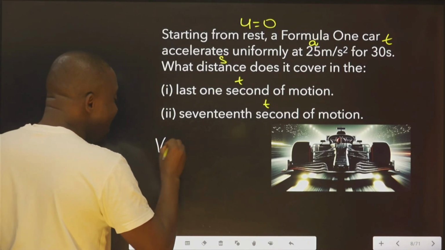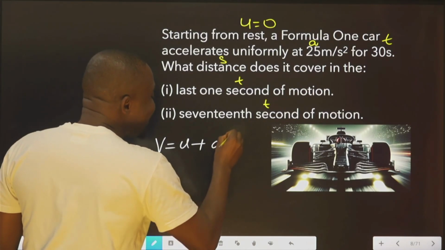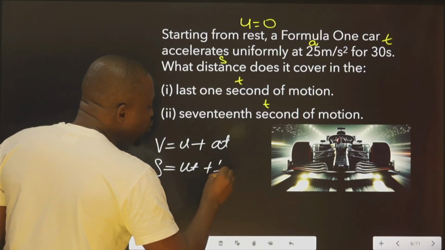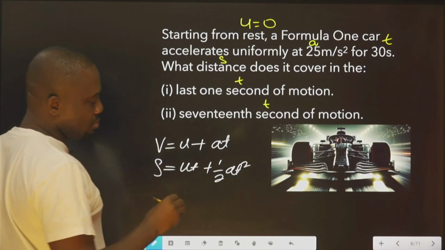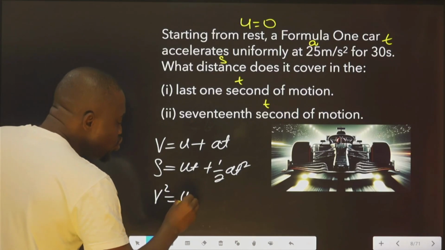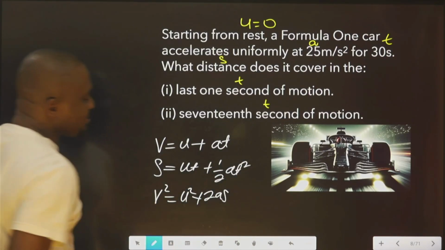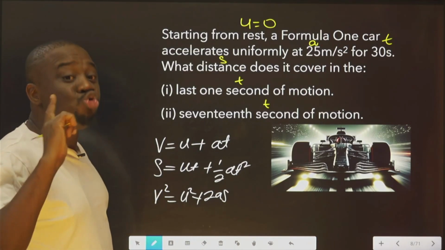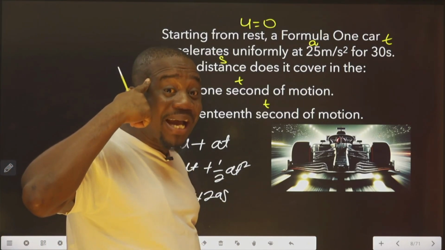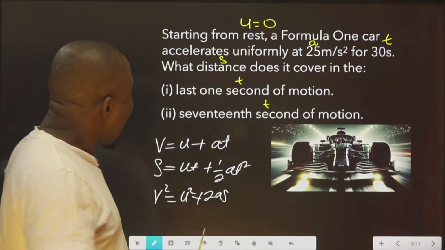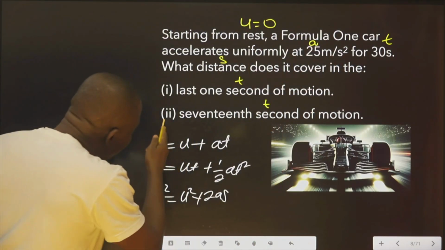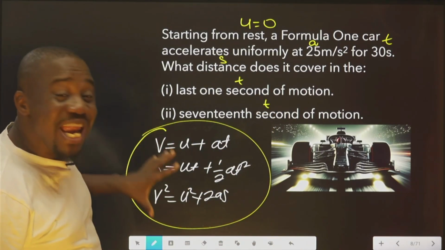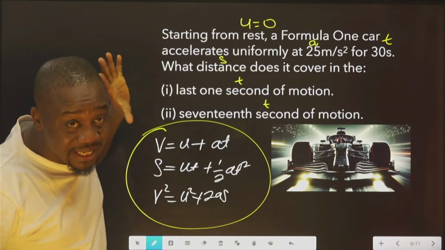The first is v equals u plus at. The second is s equals ut plus 1 over 2 at squared. The third is v squared equals u squared plus 2as. These are very important equations you should have at the back of your mind. The next thing is, looking at this question, which of them should we use? Any of them we use must have all these parameters.